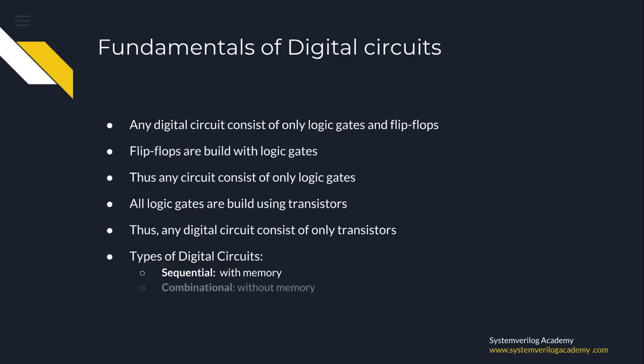On the other hand, a digital circuit whose output is a pure function of only its current input is called a combinational circuit. In simple words, a digital circuit with a memory storage element in it will be a sequential circuit, and without memory will be a combinational circuit.